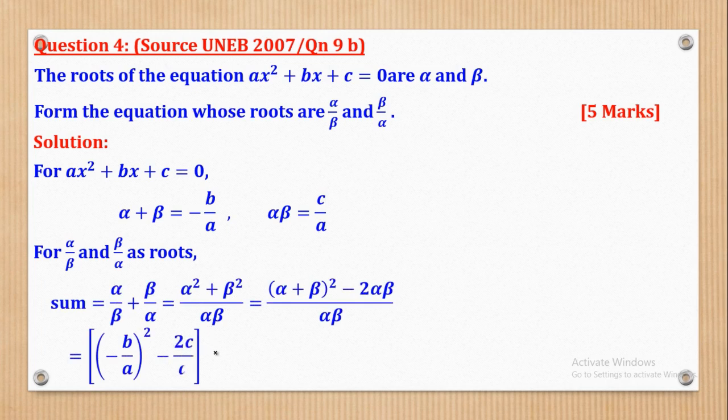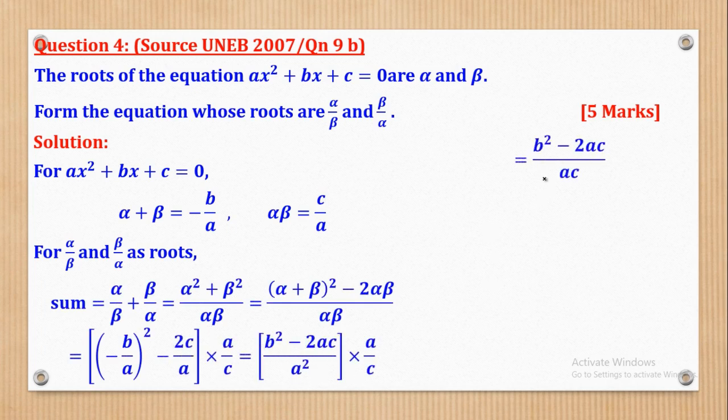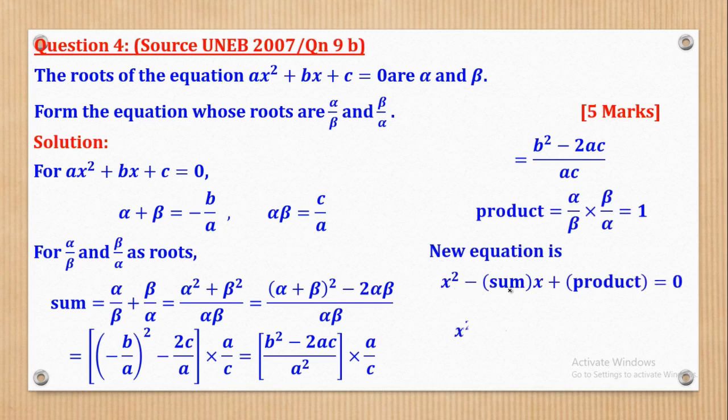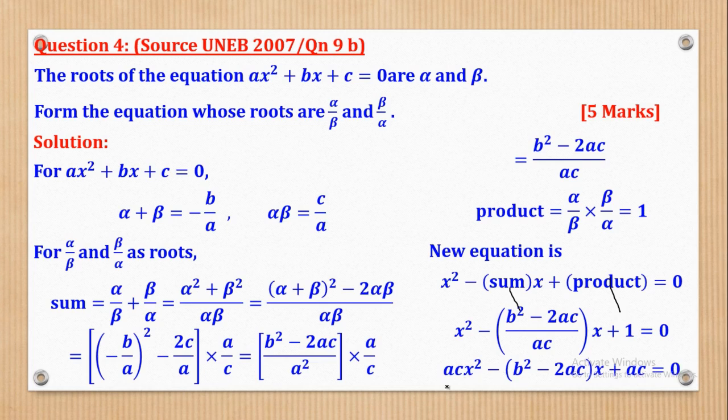And the sum will be equal to, I believe by now we know where these ones are coming from. So the sum will be given by this. What about the product? The product will be given by that. Therefore, the new equation will be in this form. So substitute for the sum and for the product. Then multiply throughout by the LCM to get this as the required equation.